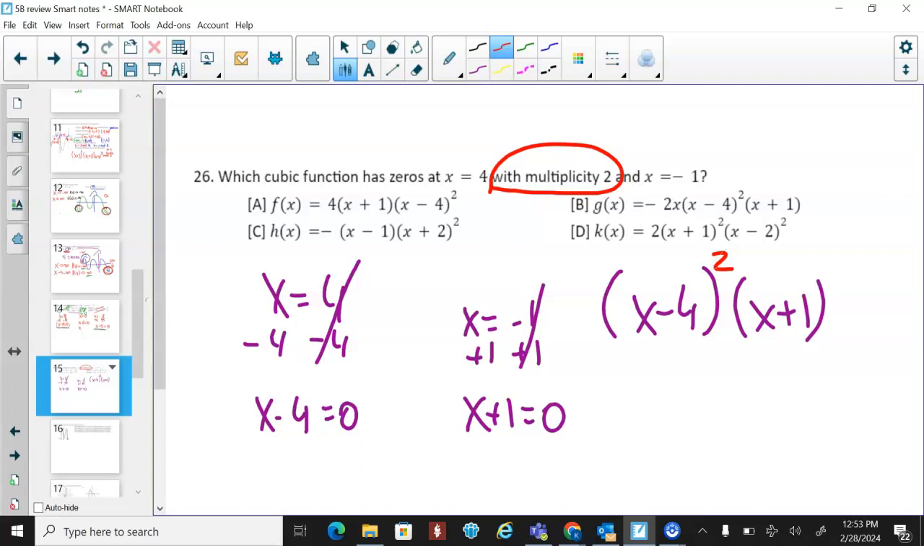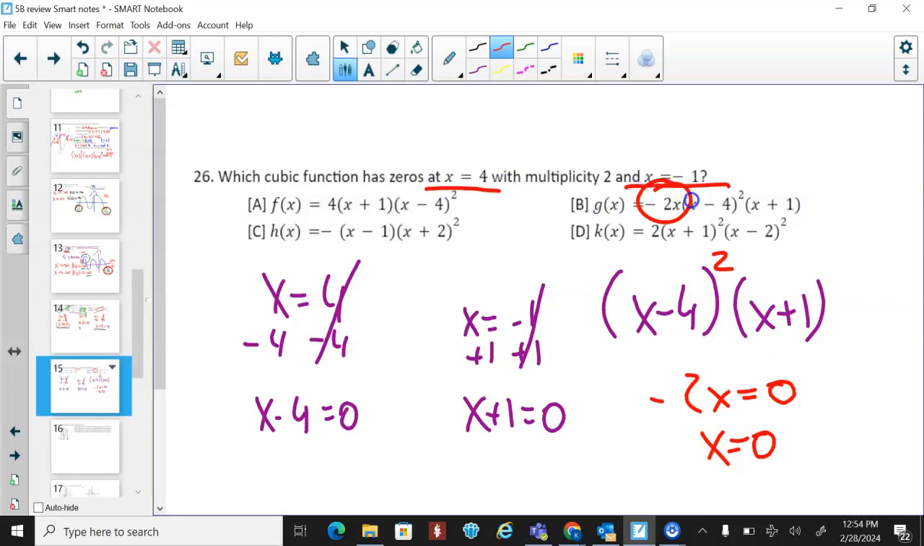So looking at my answers, it is B. No? Nope. Let me take that back. For 26, it will be answer A. Sorry about that. Why is it not B? It's because you got -2x. If you set that equal to 0, x will equal 0, okay? And you don't have another 0. You only have 4 and -1. So this could not be. So it has to be A. I just missed that it was set up backwards, okay?